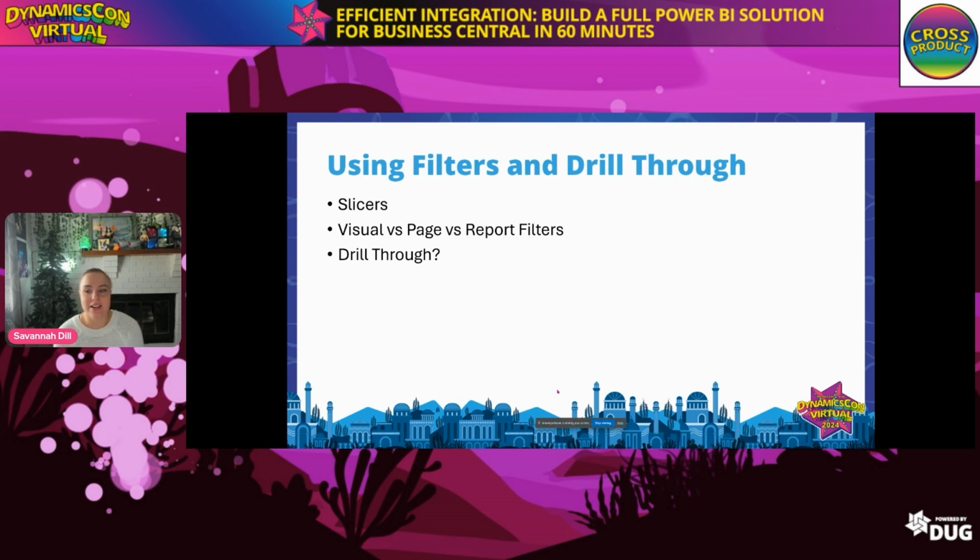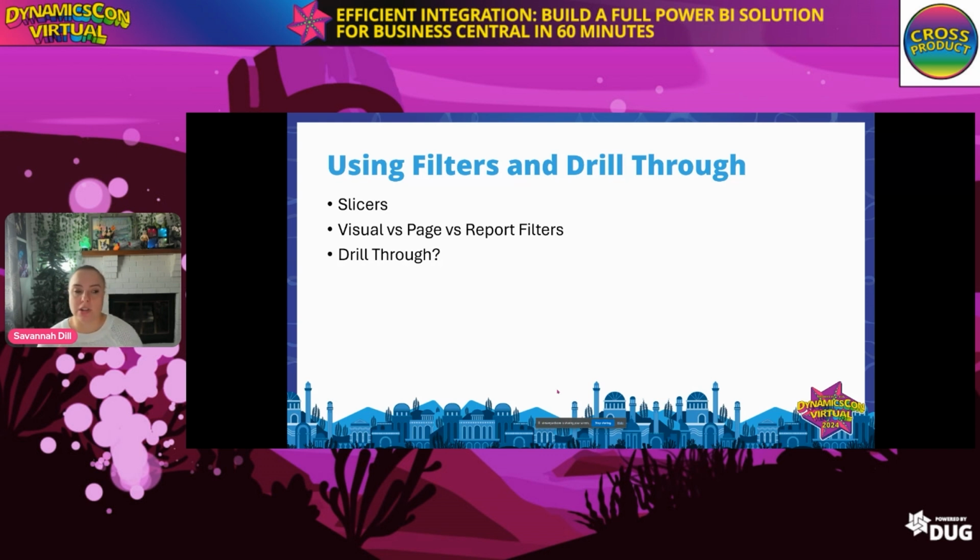All right, and the last thing that I would like to quickly cover is using filters and drill through. With Power BI, you have slicers, which are going to be like filters in most other products. So, you can have a drop down or a button, there's so many things you can do with slicers, and when you select those things, you can change the data displayed on your report.